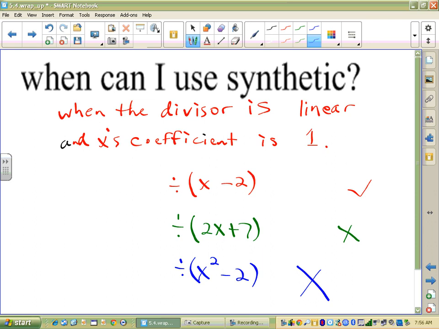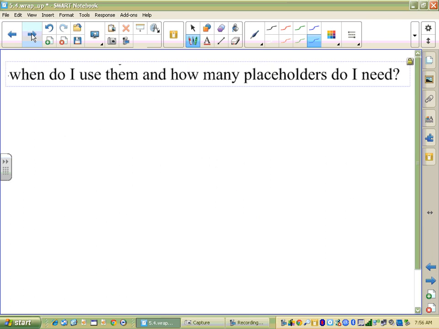Well, we've got one question of the 5 down. Here's number 2. When do I use them and how many placeholders do I need? If you've done the Math Excel homework, you'll recall that there's one problem like this. X to the 5th minus 32 divided by x minus 2. So when you went to set this one up, some of you might have rage quit and not done this one because you couldn't figure it out.